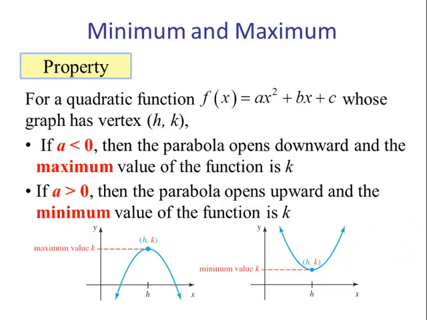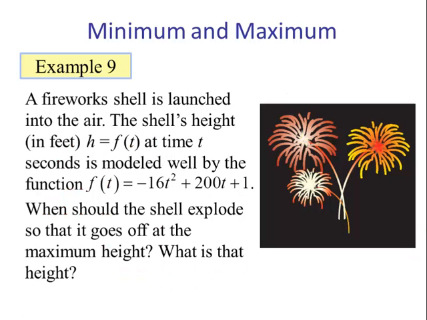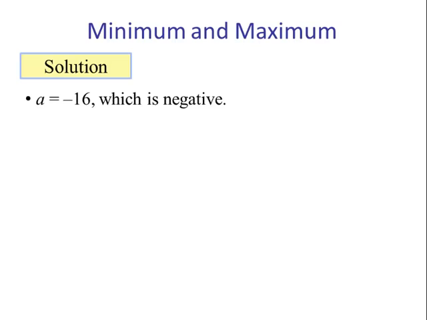Let's do an example. Example 9. A fireworks shell is launched into the air. The shell's height in feet, h equals f of t, at time t seconds is modeled well by the function f of t equals negative 16t squared plus 200t plus 1. When should the shell explode so that it goes off at the maximum height? What is the height? Solution: a equals negative 16, which is negative.